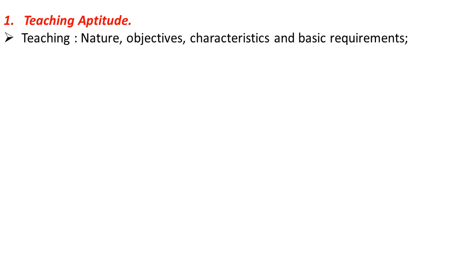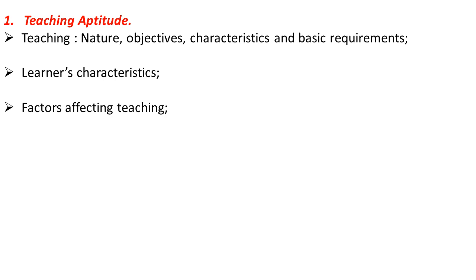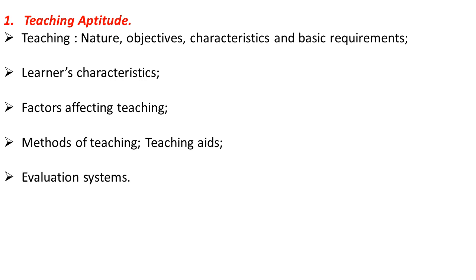Now to start with, the first topic is teaching aptitude, and under teaching aptitude, the subtopics are teaching and its nature, objective, characteristic, and basic requirements of teaching. The next subtopics are learner's characteristics and the factors affecting teaching, methods of teaching, and teaching aids. And the last subtopic under teaching aptitude is the evaluation system. So friends, you can read all these one by one.